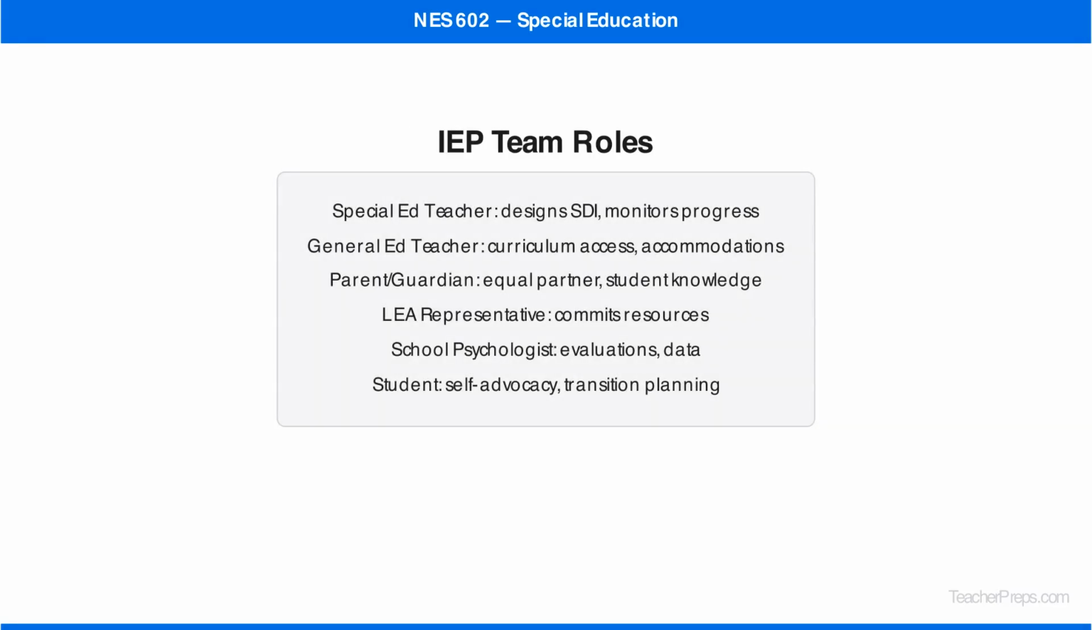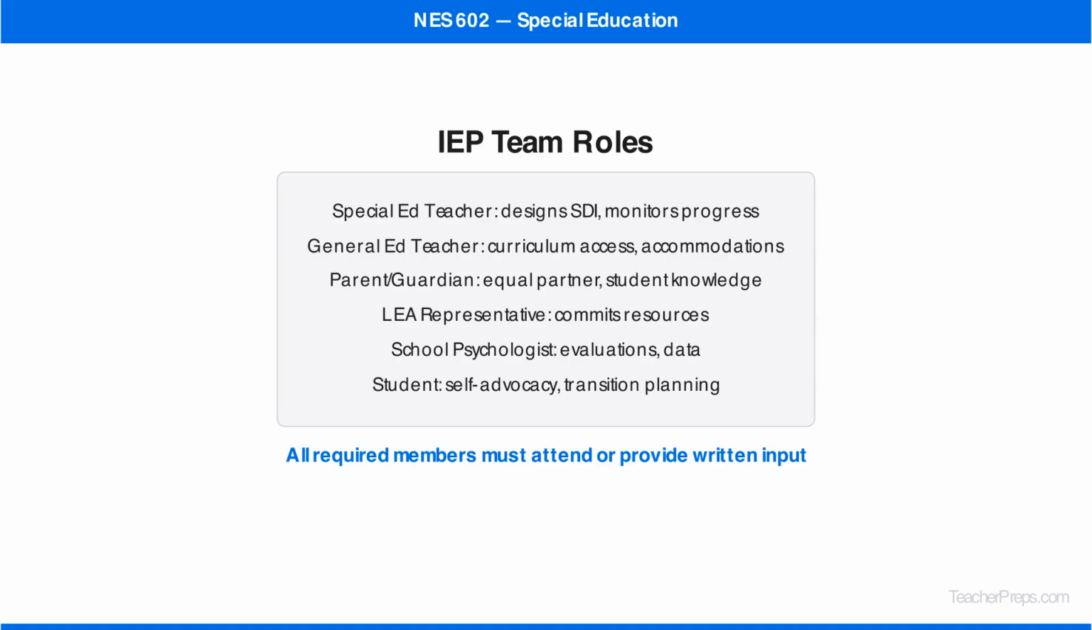IEP team roles. The special education teacher develops and implements the IEP, designs specially designed instruction, and monitors progress. The general education teacher provides input on curriculum access and implements accommodations. The parent or guardian is an equal partner with irreplaceable knowledge of the student's strengths and needs. The LEA representative has authority to commit district resources. The school psychologist conducts evaluations and interprets data. Related service providers deliver specialized services. And the student participates when appropriate, especially during transition planning.